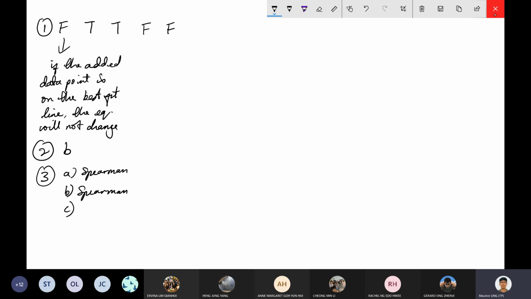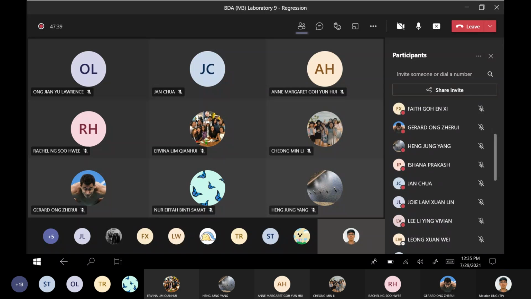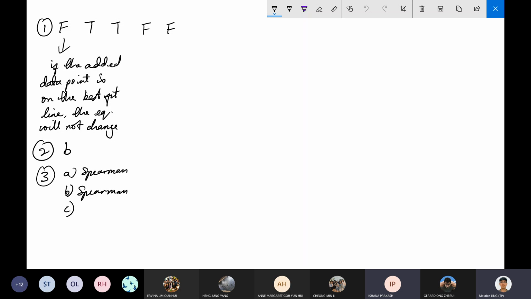Okay, so C, Ishana, come back to you again. Is it Pearson's correlation? I think it's Spearman. Okay. Are customers more satisfied? So satisfaction and quality, they are ordinal data. So you realize that actually for a lot of them, by right, you cannot use Pearson's correlation, just that we use them blindly. Okay. So D.